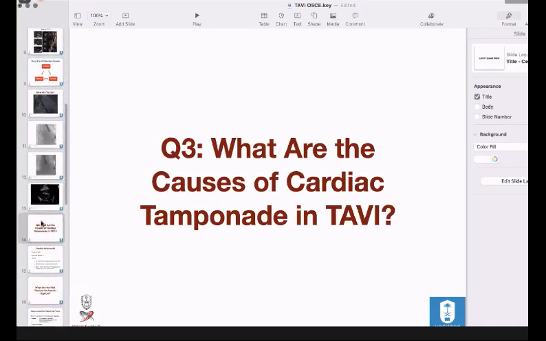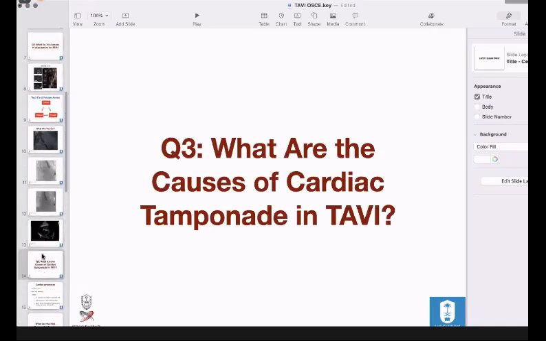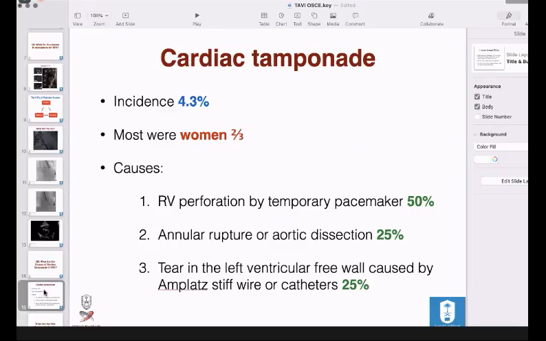Okay. So this is a scenario very likely to come. I want you to remember it's more common in women. And the causes are three things, as Dr. Imad alluded. The most common is RV perforation by the temporary pacemaker you put in, about a half. Second, annular rupture or dissection, about a quarter. Third, any tear within the LV free wall caused by the stiff guide wire. So those are the three causes. Just remember those three.